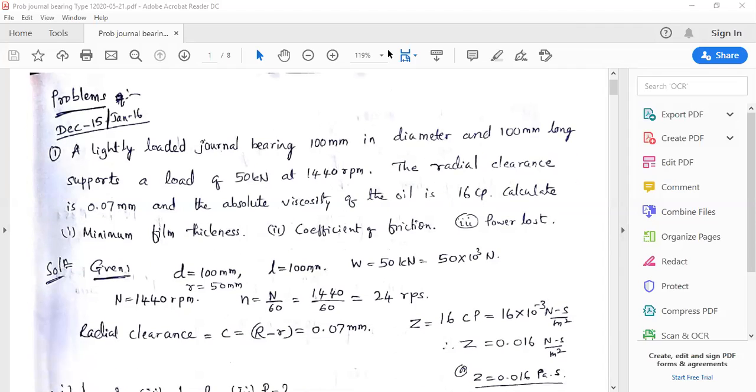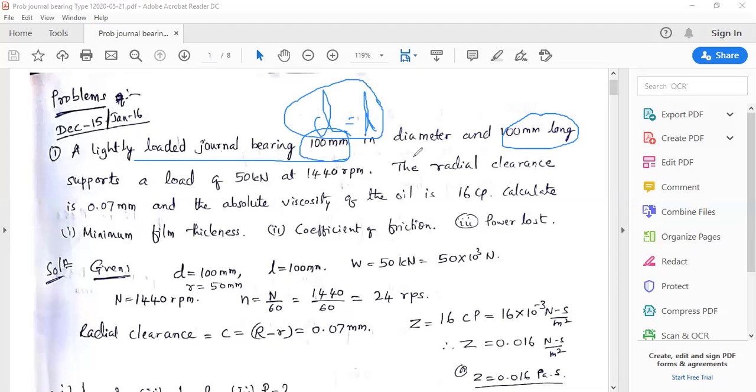Here, a lightly loaded journal bearing having a diameter of 100 mm and a length of 100 mm. These are the two parameters that are known, length and diameter. Both the values are the same. If this is the case, then the journal bearing is called a square bearing. If d is greater than the length of the bearing, in that case that bearing is a short bearing. Another one is the long bearing.